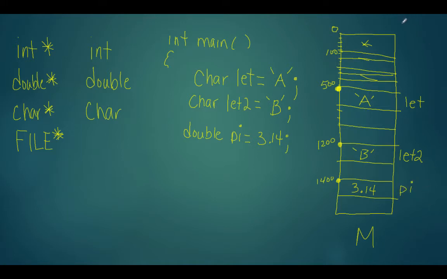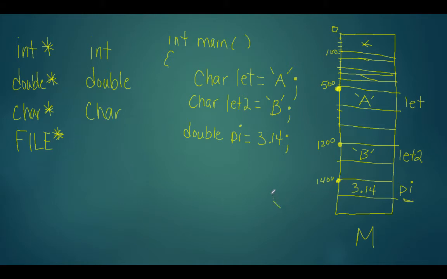The names over here, these are the variable names. That's how we reference these variables. Pi is a double, and it happens to be at this location during this execution. During another execution, it could be at a completely different location. Now, how do we access it in C? By the location. All you have to do is take that variable name and put an ampersand in front of it.